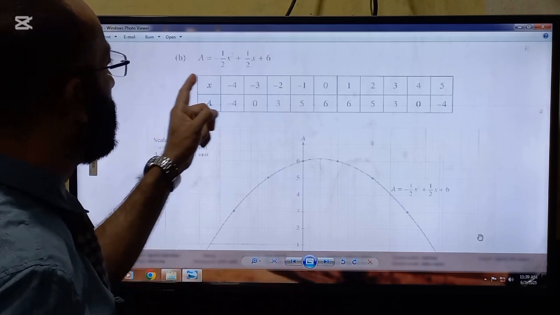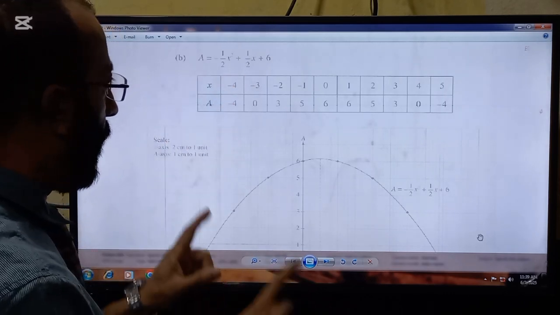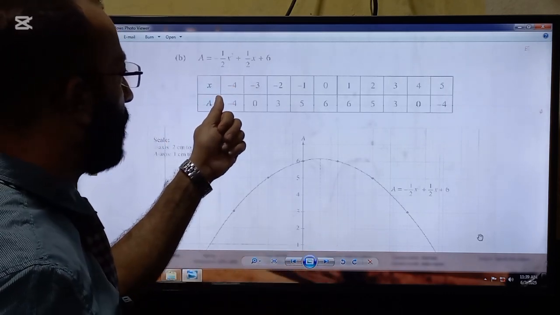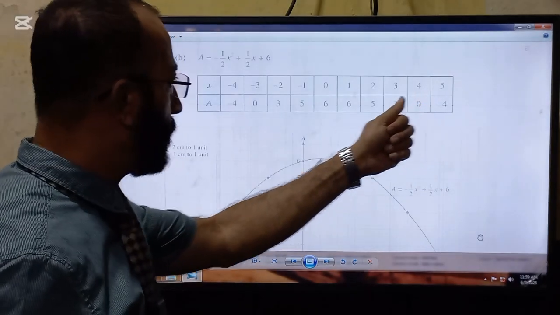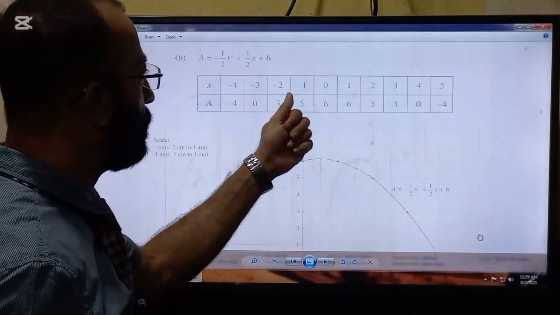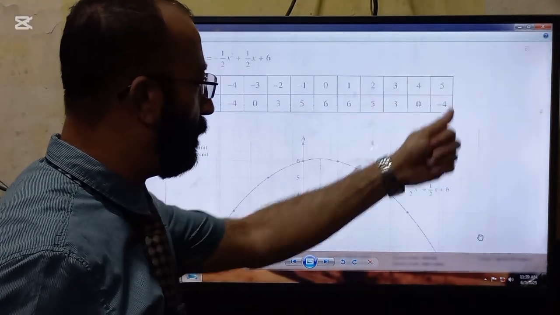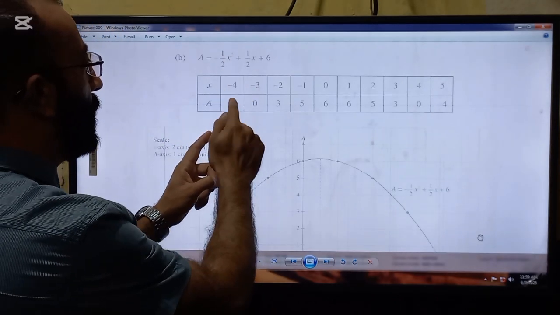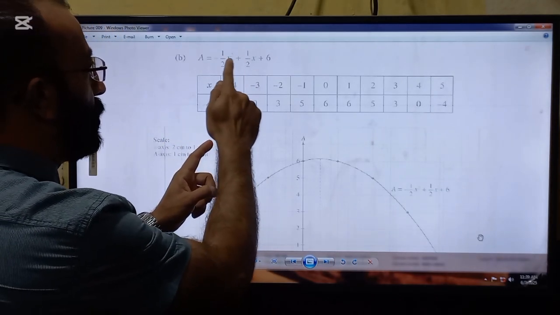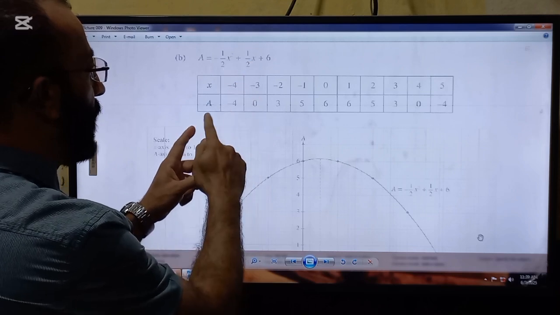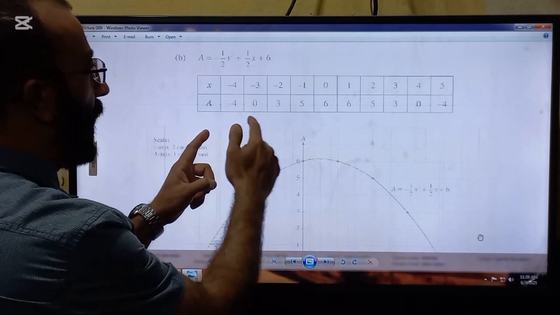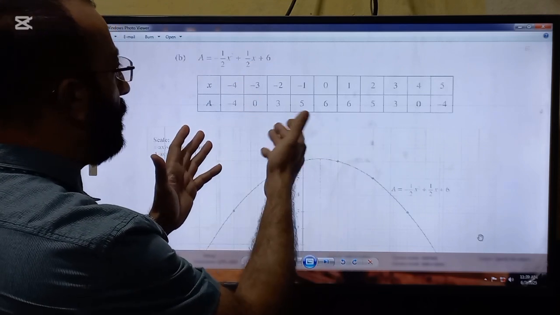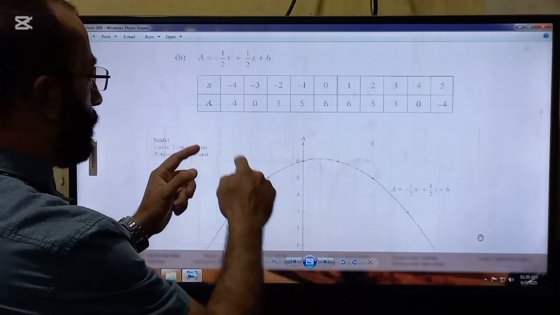So look now, this is the equation and the condition for x was from minus 4 to plus 5. So minus 4, minus 3, minus 2, minus 1, 0, 1, 2, 3, 4, 5. Now we will put these values one by one into the equation. When we put minus 4 into the equation in place of x, we will get a minus 4. And in a similar way, we will solve all these values.